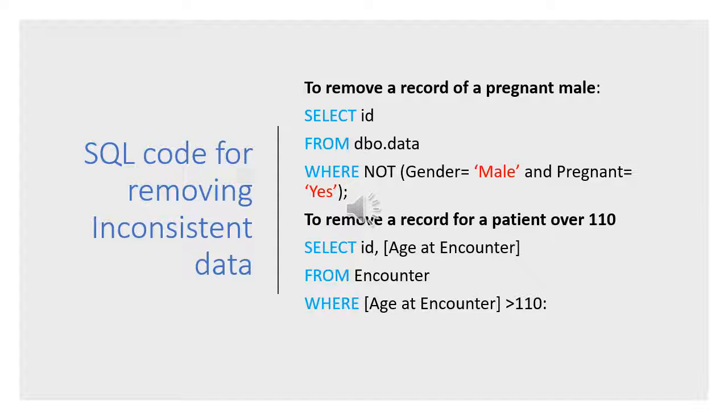In regards to removing inconsistent data, this slide represents 2 different codes for removing 2 types of inconsistent data. The top example is an example of code to remove the record of a pregnant male, which is not reasonable data. The second code below will remove a record for a patient over the age of 110 because that is also not reasonable data.